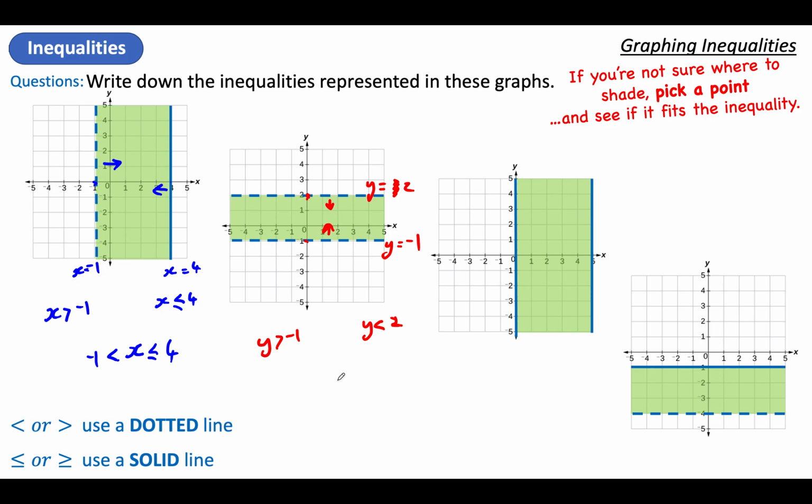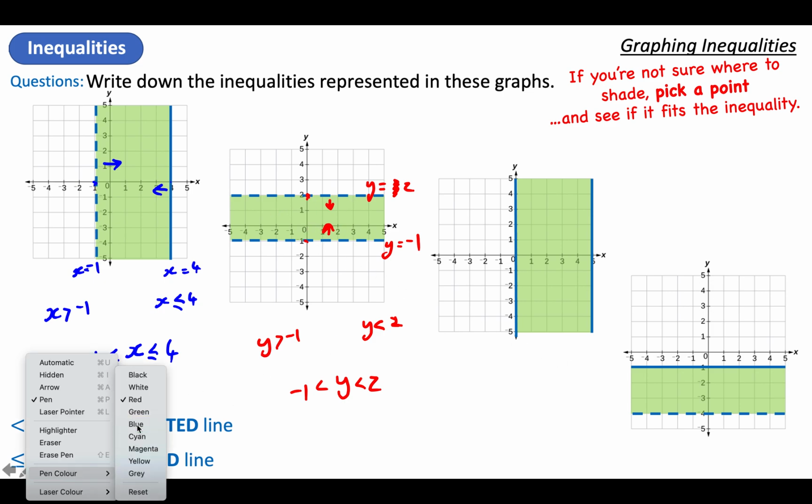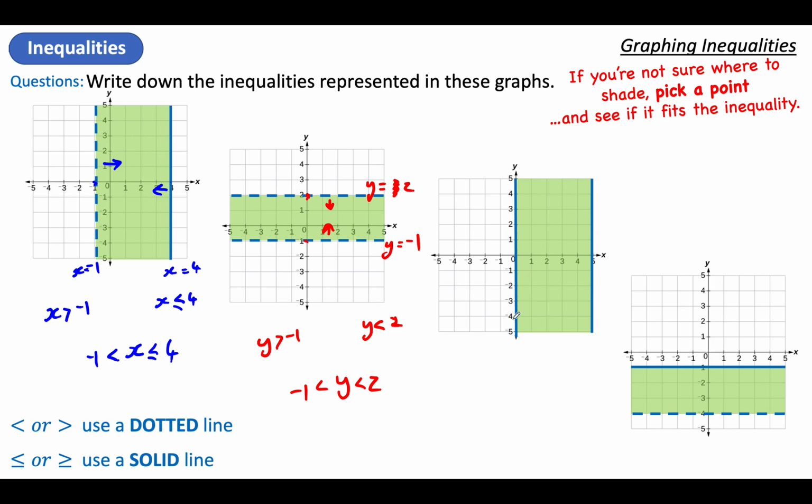And then put that in a single inequality using those signs you found. You need to flip this the other way so it reads the other way round. Y is greater than minus 1, but less than 2, with no equal signs because they're both dotted. Over here, right, this one goes through the x-axis at the point where x equals 0.